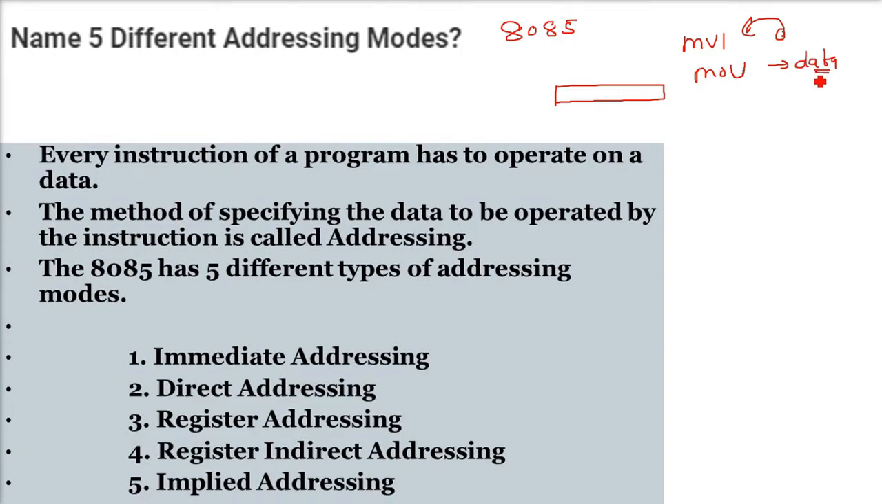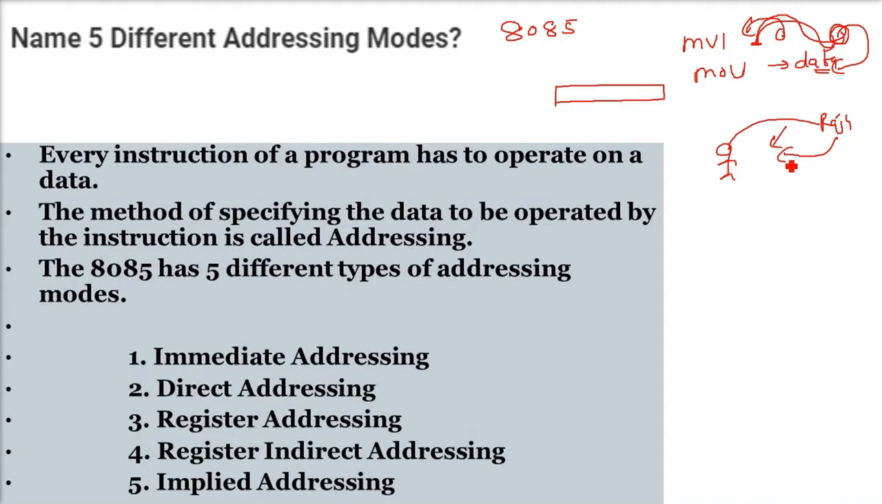The method or the technique or the way of specifying the data to be operated on by the instruction is called addressing. The instruction can say, oh, this is the data. In the instruction itself, the data is there. Or the instruction can say, oh, this is the address of the data. That is, it is like saying something to your friend: you have to come to that corner.